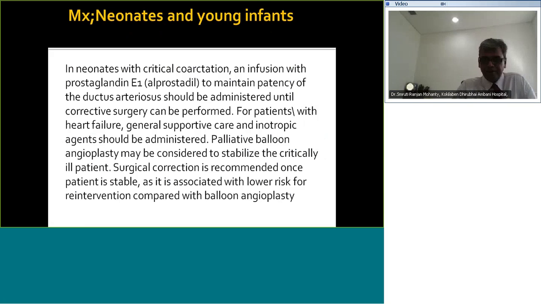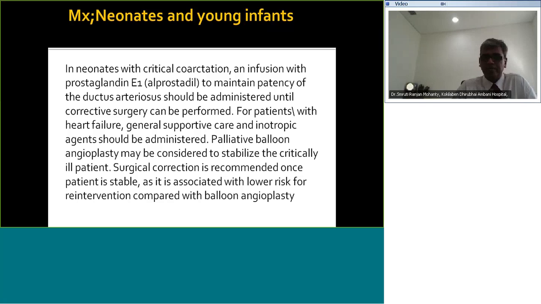Now, after this brief idea of the surgical treatment, I will take you through the last few slides about the approach for managing a coarctation. In neonates with critical coarctation, an infusion of prostaglandin is to be started to maintain the patency of the duct as well as the coarcted part of the aorta, which usually opens up in our experience. It should be administered until the corrective surgery can be performed.